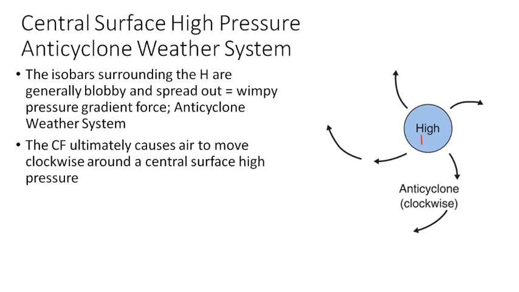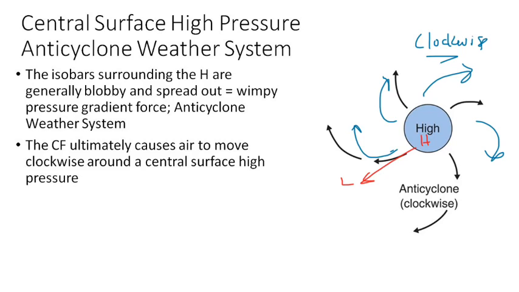And so if we have a high and low, you would expect wind to go this way, right? But with deflection to the right, we actually have wind going this way, okay? So actually you can kind of see this wind moving around this high in what? A clockwise motion. Clockwise motion around an anticyclone.